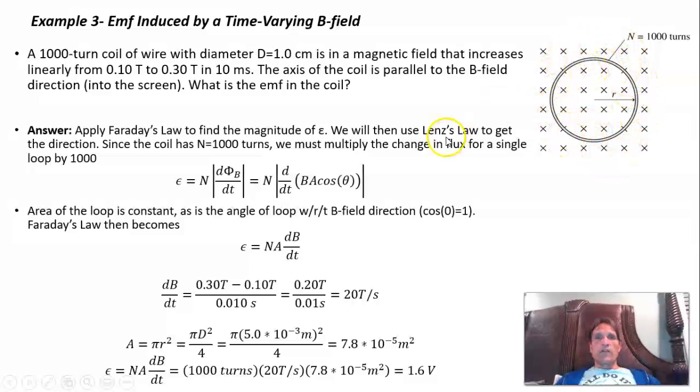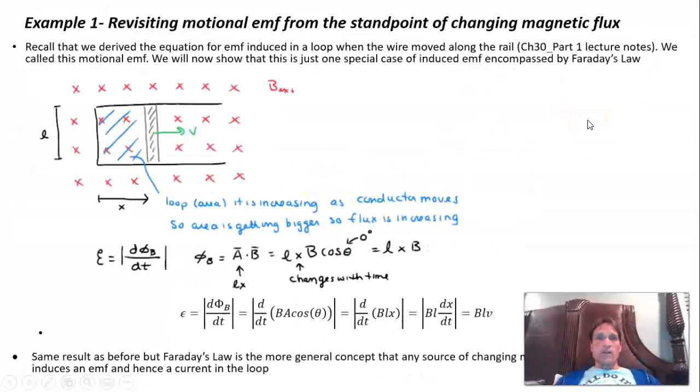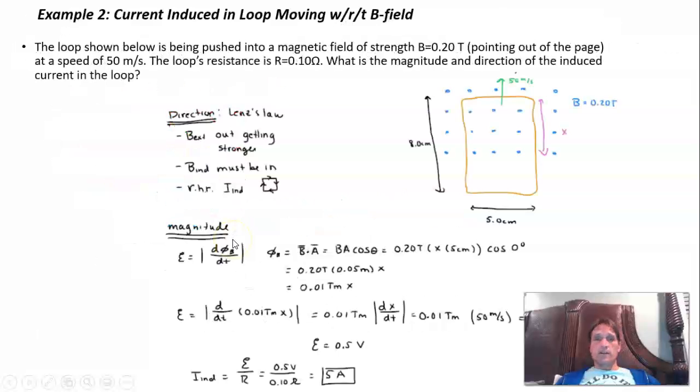Okay, so in this case, it was B that was changing, and you had the area constant and the angle constant, whereas in the previous example, B was constant and the area was changing.